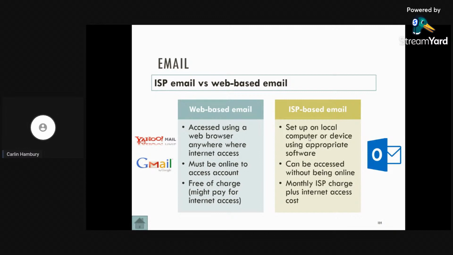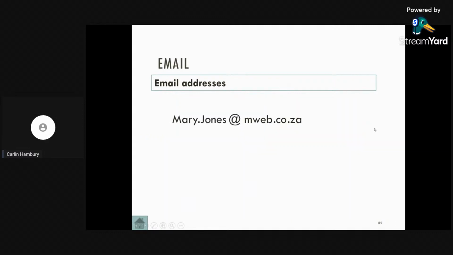It's an ISP-based mail, which means ideally you would actually have something like Microsoft Outlook on your computer and you would download your mail there. A web-based email is one where you are accessing your mail via a web browser like Gmail. You have access to it. It's free of charge. You don't pay anything for it. ISP-based mail, you do pay for that.